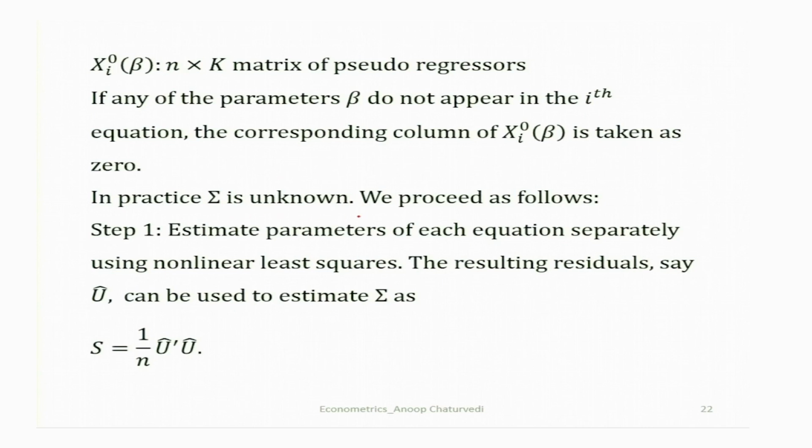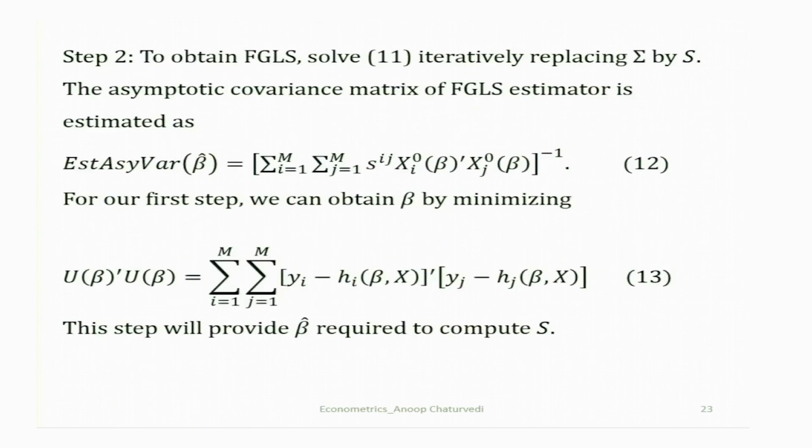Now, in practice Sigma is unknown. So, we proceed like this. In the first step, we estimate parameters of each equation separately using the non-linear least squares procedure, and then the resulting residuals, say û, can be used to estimate Sigma. So, initially we have applied non-linear least squares to each of these equations, and then on the basis of obtained residuals û, we have obtained capital S, the estimator of Sigma. In step 2, we obtain FGLS, where we solve equation 11 iteratively replacing Sigma by S.